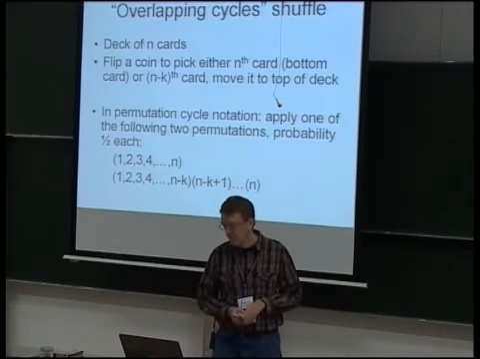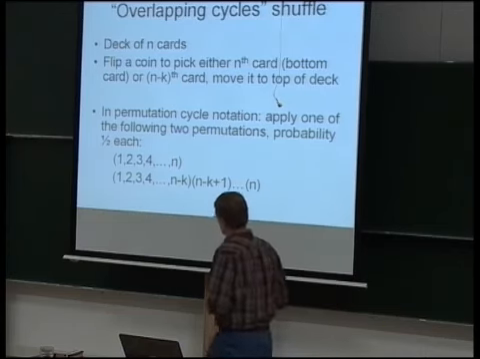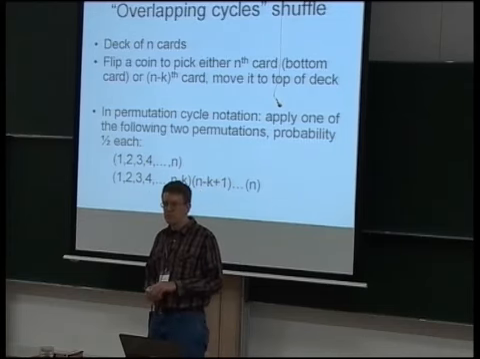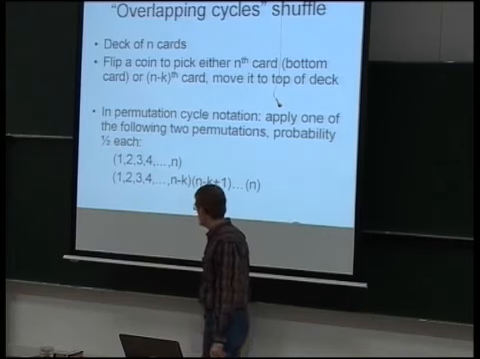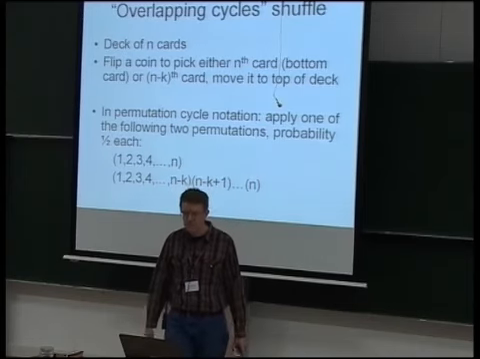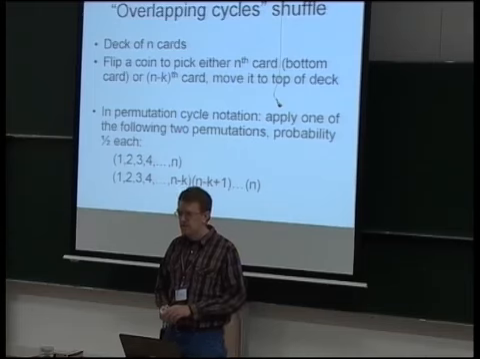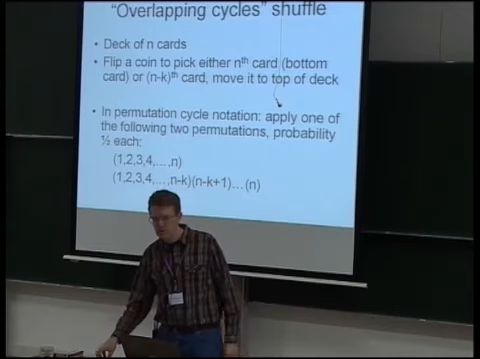Okay, so if we write these two permutations in cycle notation, the first one, when we take the bottom card and move it to the top, is this cycle of length n, and the other one is this other shorter cycle of length n minus k. And this is in part why we call it the overlapping cycles shuffle.